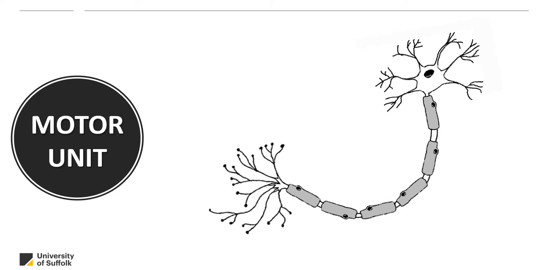Okay, let's further our journey into the nervous system, and we're going to look now at muscle contraction and muscle recruitment by discussing the motor unit to begin with at least. So here we have a somatic motor neuron.